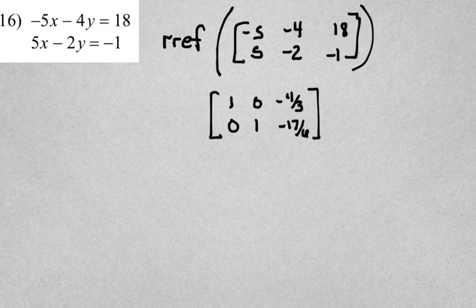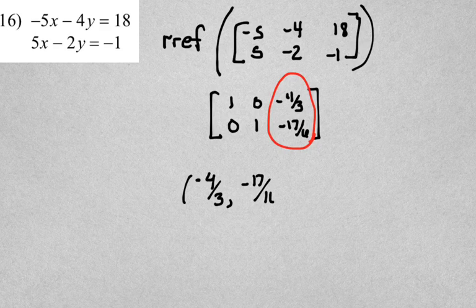And so the ordered pair, again, comes from this last column. That last column is -4/3, comma, -17/6. And that's the answer.